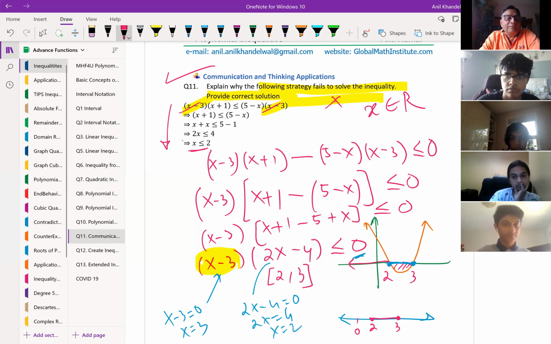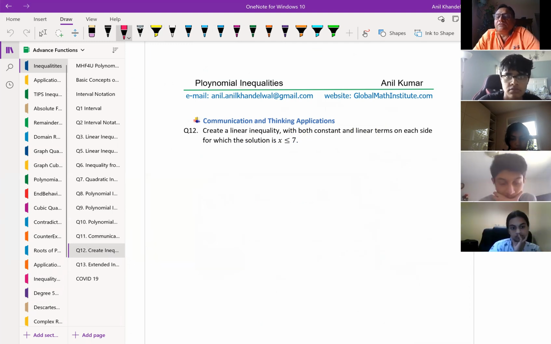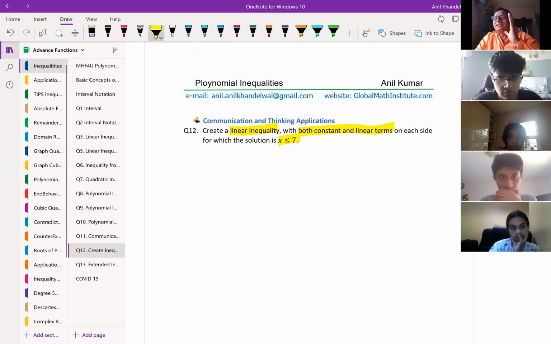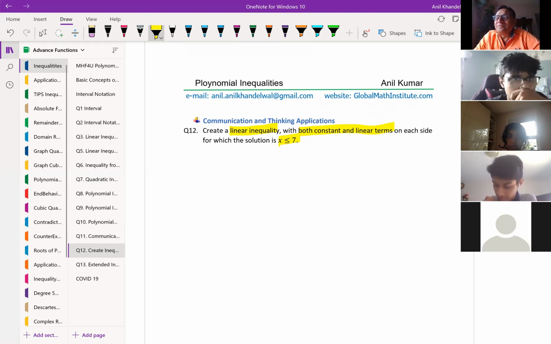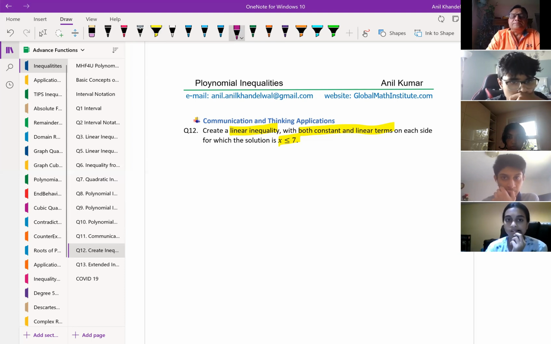to be introduced. Let me take another good question here. Now we have an inequality. Okay. Vishruta, can you please read the question? Create a linear inequality with both constant and linear terms on each side for which the solution is x is less than equal to 7. How will you do? Now we have to do backwards. You have to get the inequality whose solution is x less than equal to 7. And that inequality should be at least a linear inequality. You get the idea? How will you do this question? Tell me.